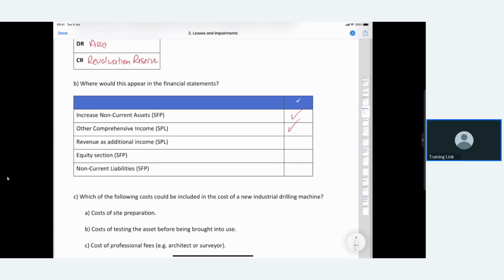It certainly would go to our equity section. So our equity section, if you remember, is made up of usually 3 elements: share capital, retained earnings, and the all-important for this one, revaluation reserve.